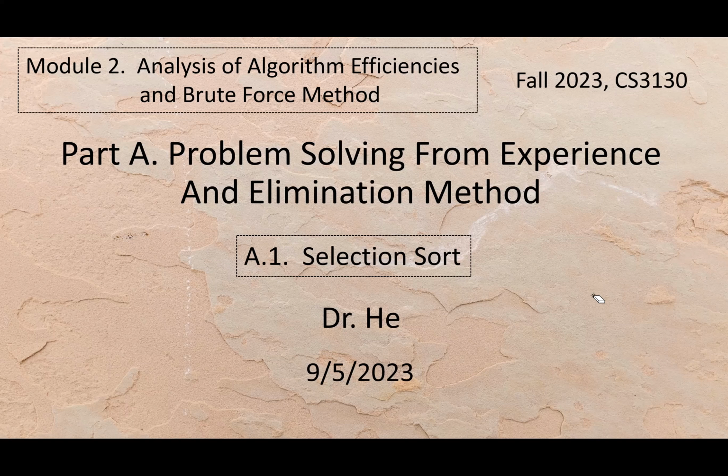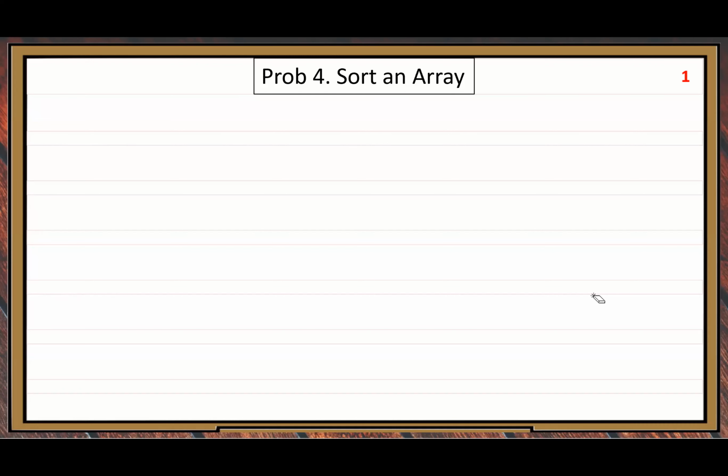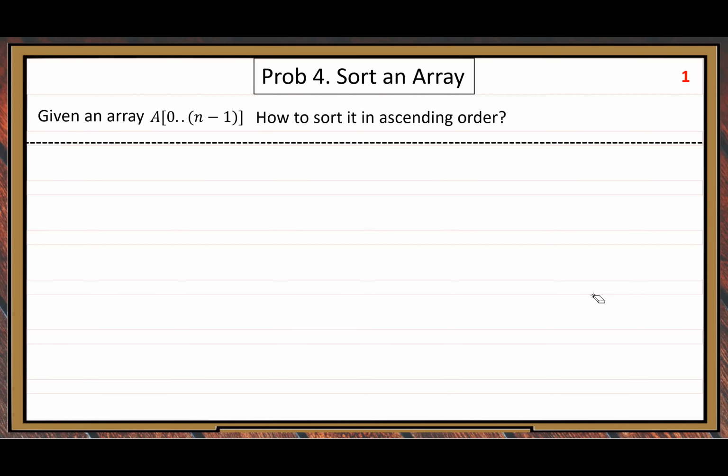Module 2, the topic: analysis of algorithm efficiencies and the brute force method. Part A, problem solving from experience and the elimination method. 8.1, selection sort. First, let's look at our computing problem number 4 for this class: sort an array. Question: given an array with n elements, how to sort it in ascending order?